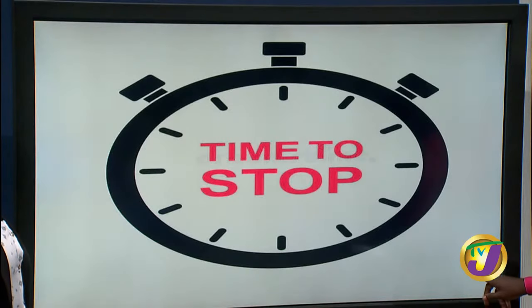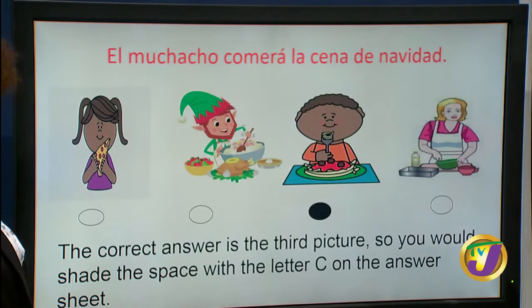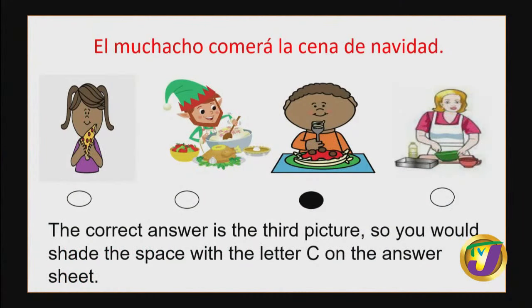Time to stop. So the correct answer is the third picture. So you would shade the space with the letter C on the answer sheet. Okay, students?